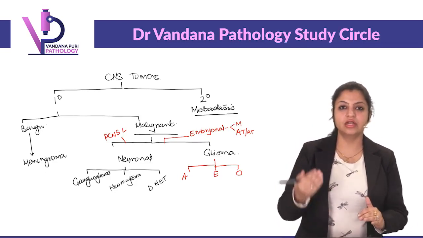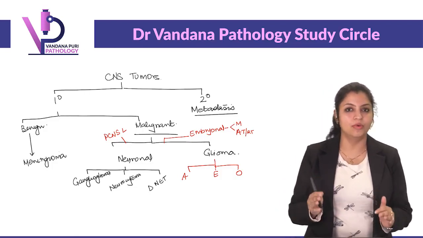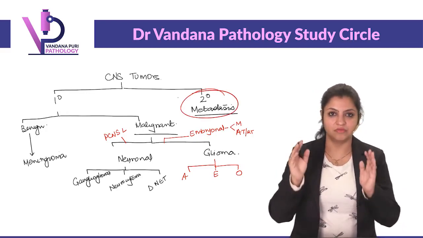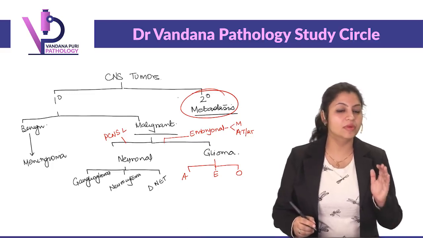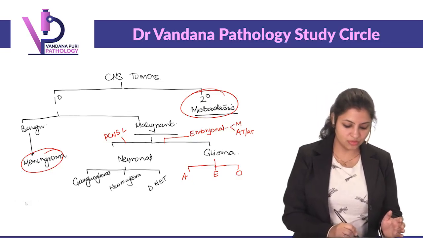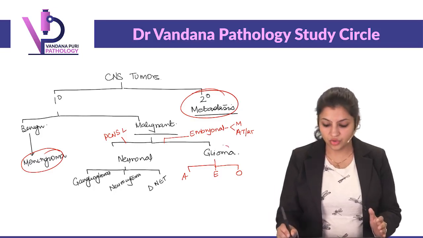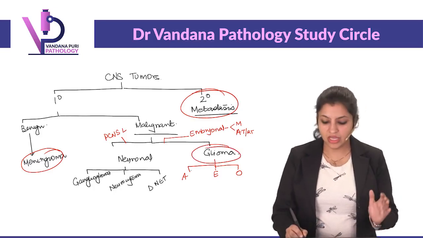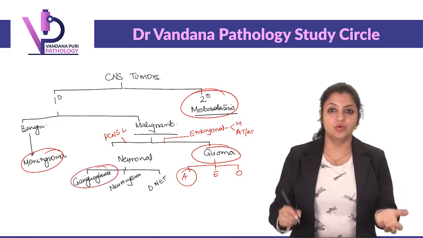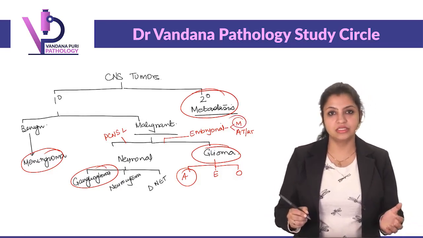Now we will go one by one through each tumor and the points we should know about each. Till now you've studied that the most common brain tumor is metastasis. The most common primary benign tumor is meningioma. The most common primary malignant tumor is glioma. The most common glioma is astrocytoma. The most common neuronal tumor is ganglioglioma. The most common embryonal tumor is medulloblastoma.